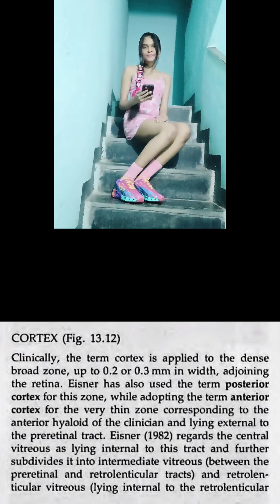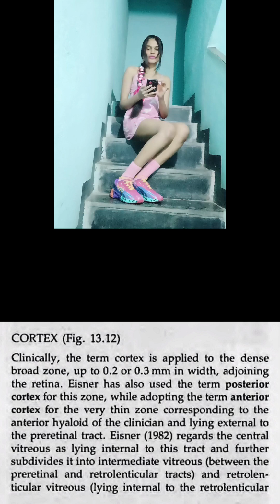This video is part 2 of Vitreous anatomy, and I'm going to read it from Wolff's Anatomy 8th edition. It's chapter 13, page number 447. The microscopic structure of vitreous. The vitreous has the following components.